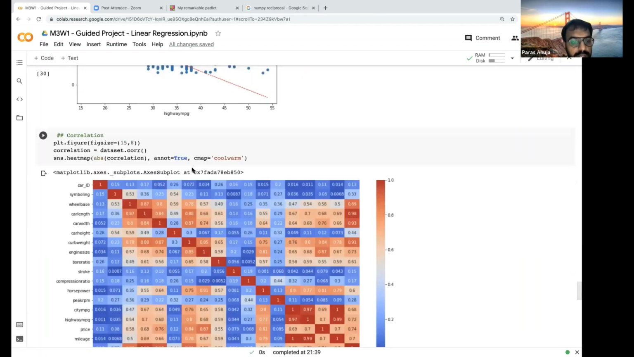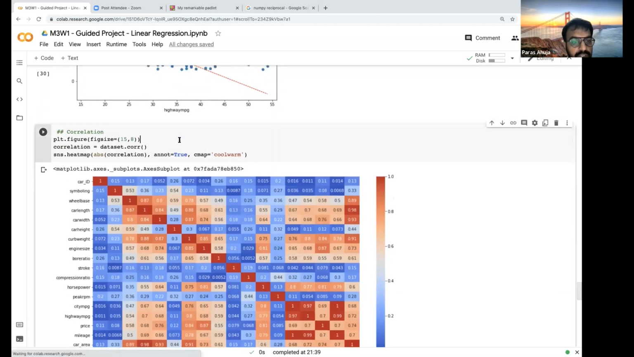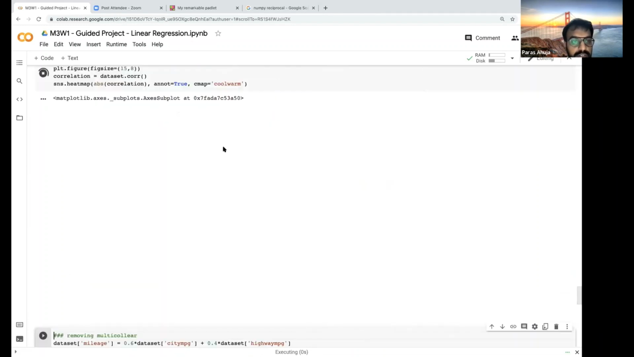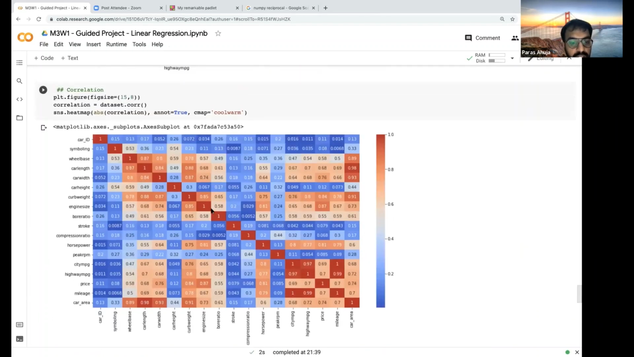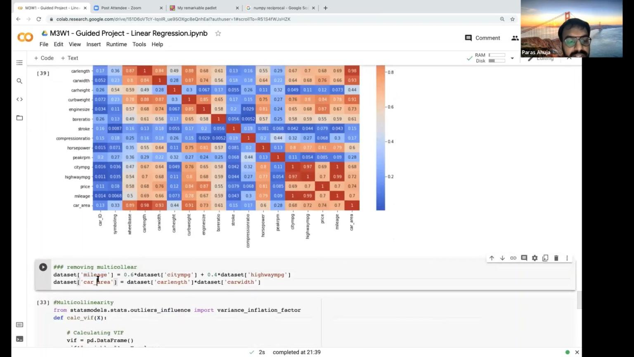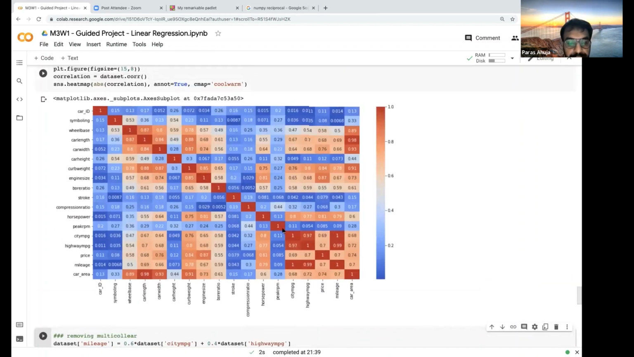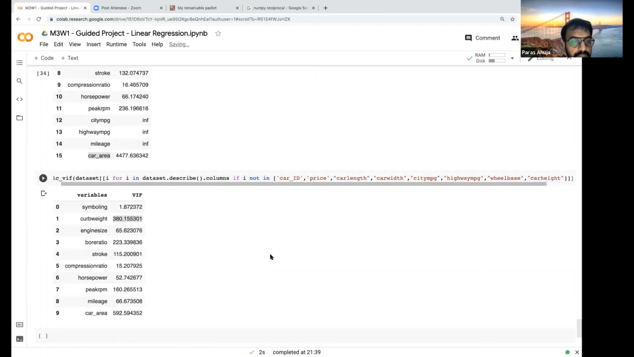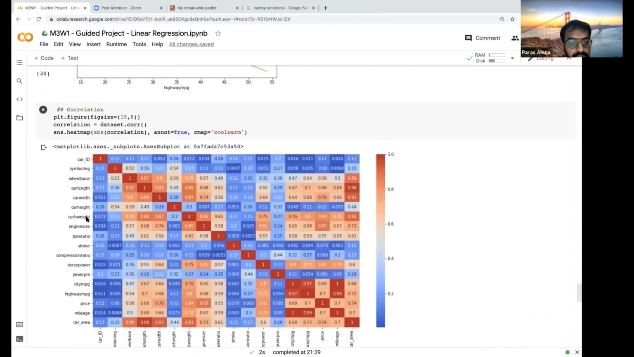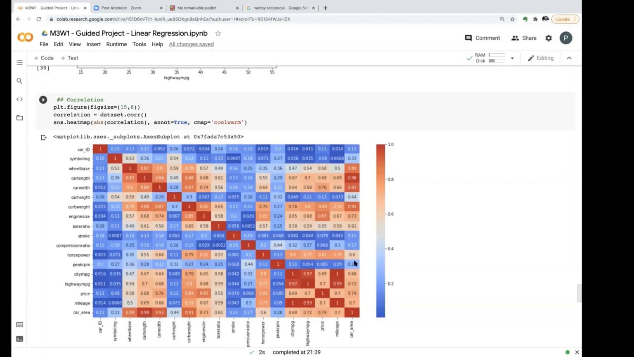Right. So now coming back to this particular graph, we'll do this again. Every time you have to do these calculations again, right? Once you have this updated, basically updated by mileage and car area, next we had curve weight. See, curve weight is highly correlated with car area, right?